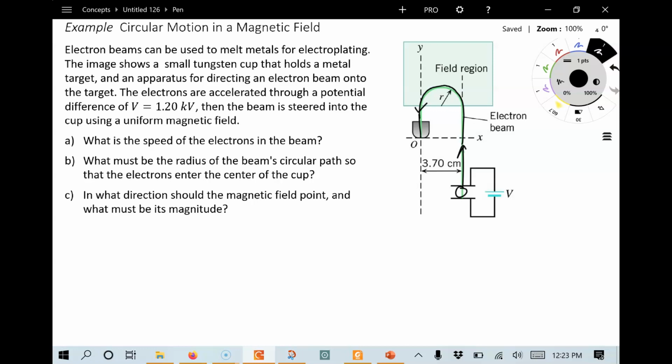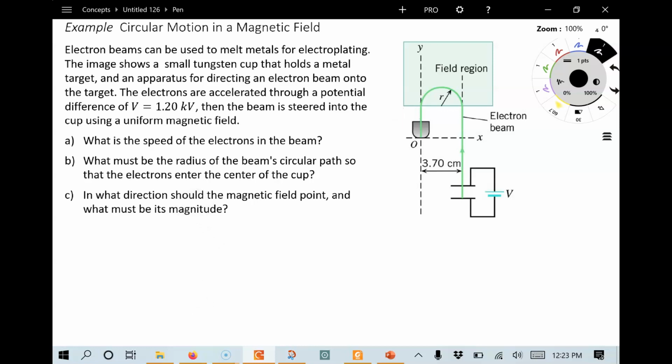Key thing about the magnetic field, it's only in the region here listed. So it's zero outside of there. And another key idea is because the magnetic force is always perpendicular to the velocity, magnetic forces never speed up or slow down the particles, they just redirect them. And so the speed and the kinetic energy are not affected by the magnetic force.